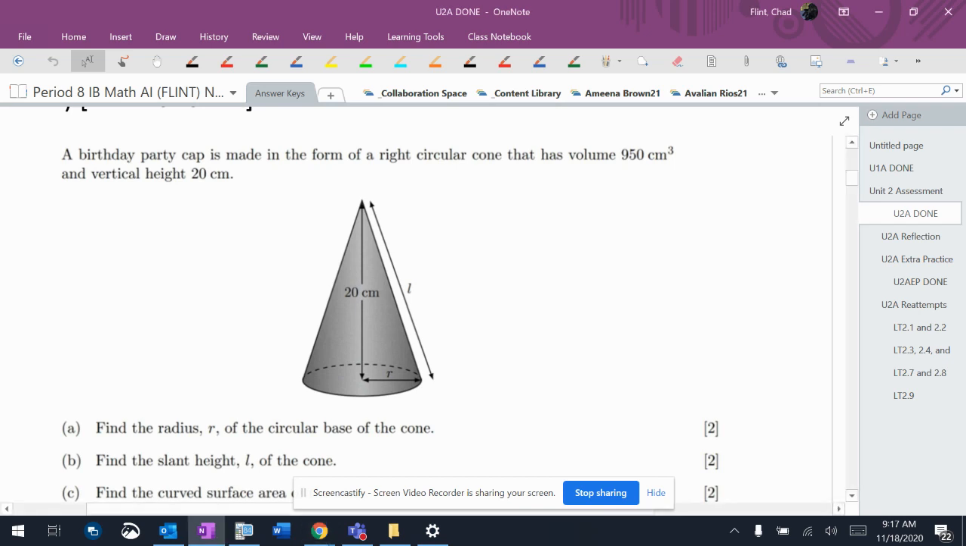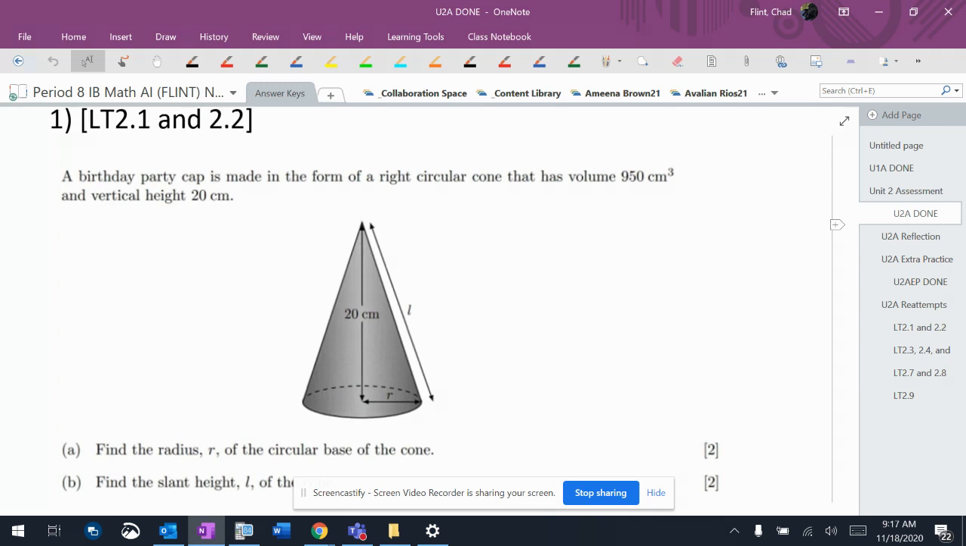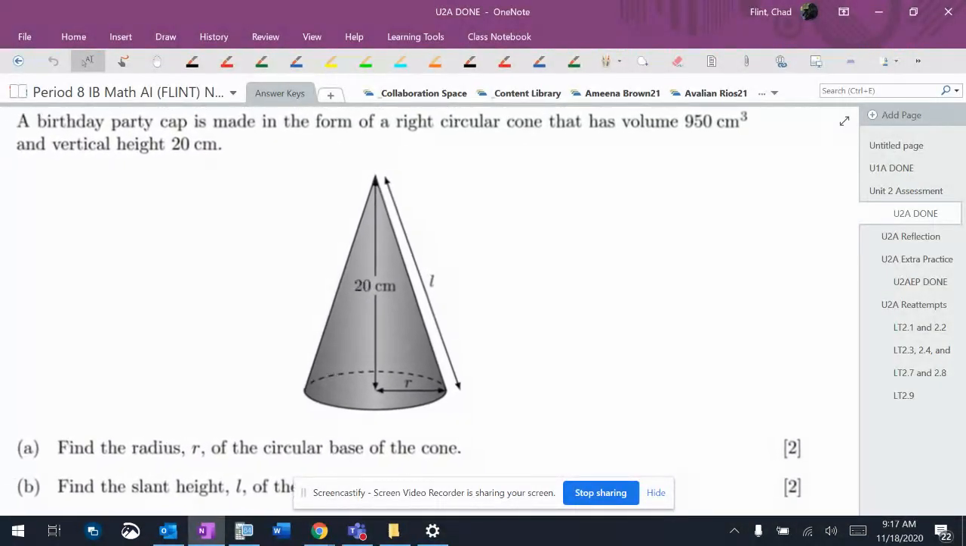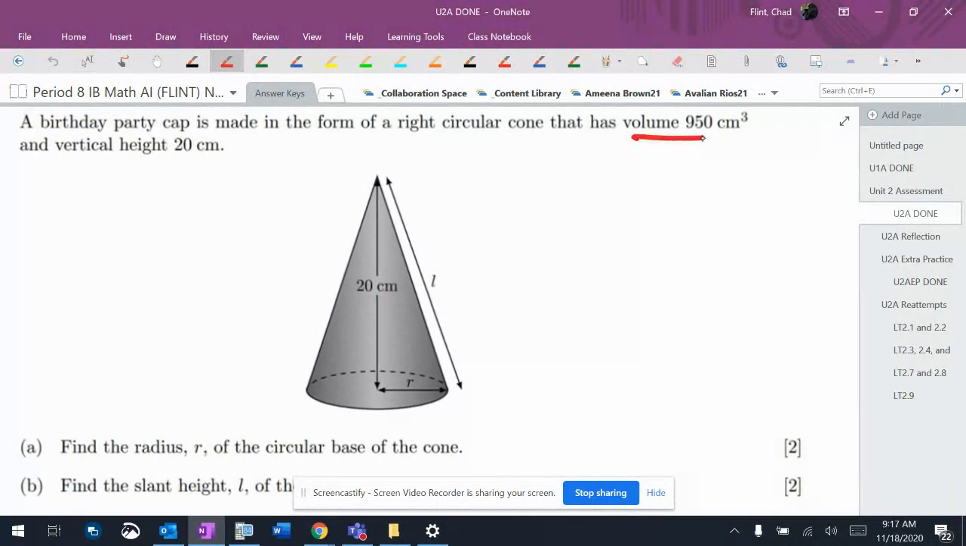So question one here is figuring out different things about this cone. We know that the volume, so it's important to read this, so the volume is 950 and the vertical height is 20. Okay, we may have to do some different things to figure out what it's asking us, but we can use that information to get started.